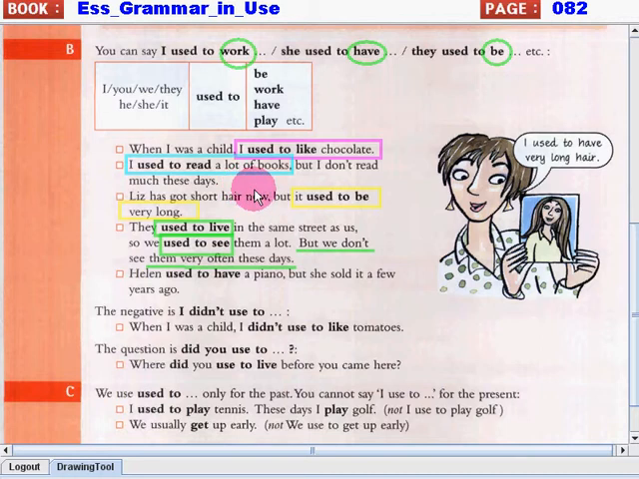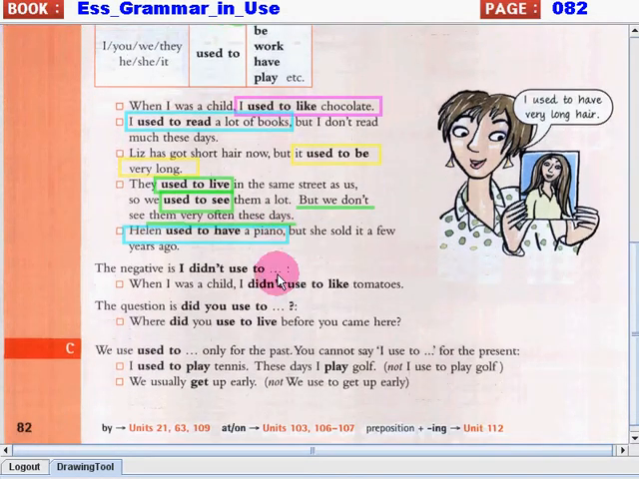Now let's go on to the next sentence. Helen used to have a piano, but she sold it a few years ago. So here, Helen used to have a piano before in the past, but now not anymore because she sold it a few years ago.